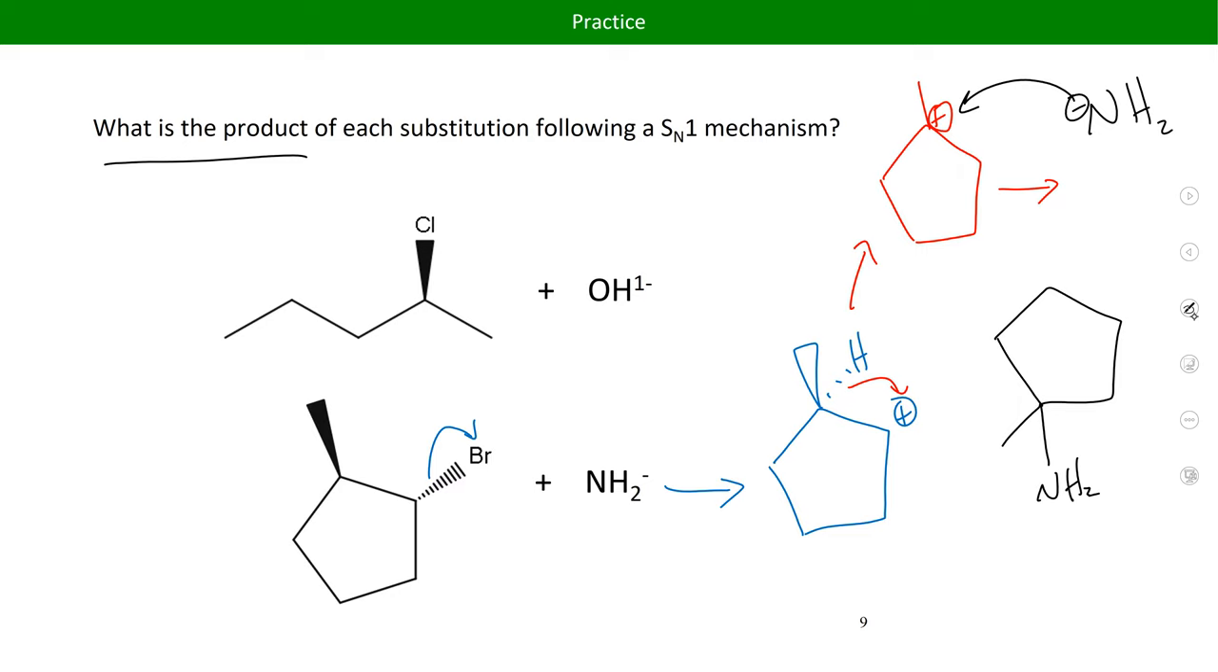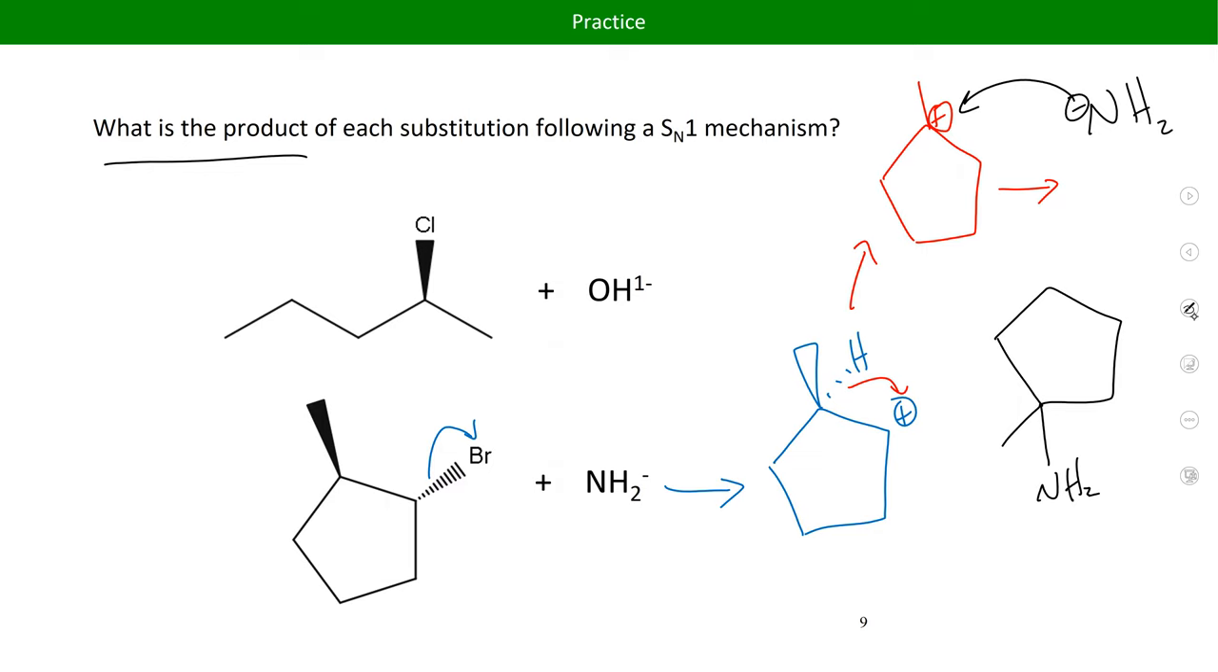Any questions on this first one? Makes sense if you know to be looking for it. It's the first thing that you're going to forget to do, realistically, though, right? If you know your SN1 and SN2, the first thing you're going to forget is to check whether or not it can be a rearrangement.